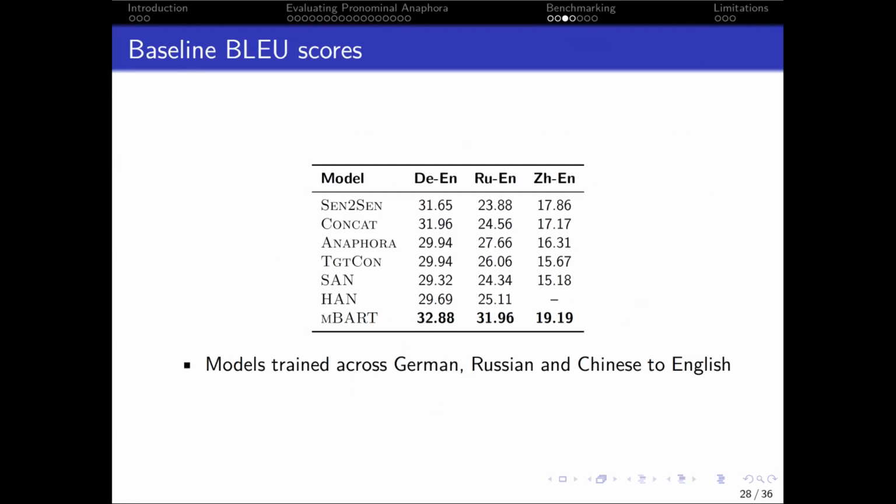So yeah, we trained all of these models across 3 different language pairs. So with German, Russian, and Chinese to English translation. Unsurprisingly, MBART has the highest BLEU scores. But in general, I think if you look at German to English, for example, most of the context-aware models have very similar BLEU scores. I think there's slightly more variation in Russian and Chinese.